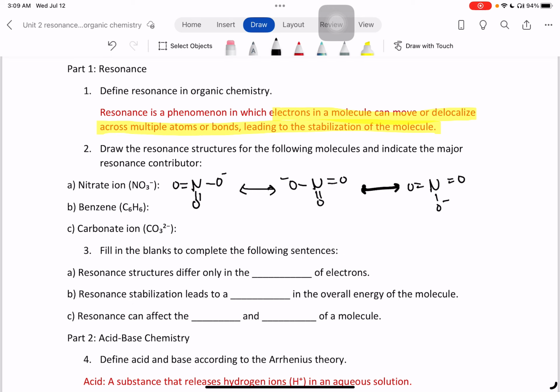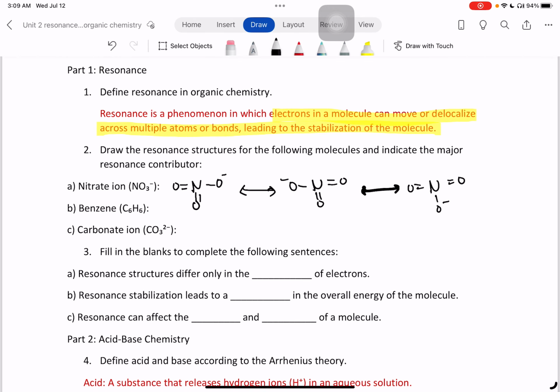All right. However, we can also draw a hybrid. A hybrid is all of them together, so I can draw a line and a dotted line to an O, and then a line and a dotted line to another O. So this over here can form the hybrid. Now, I know there's one charge that is distributed over 3 oxygens, so each of them is going to have -1/3, -1/3, and -1/3. So the negative is distributed throughout.